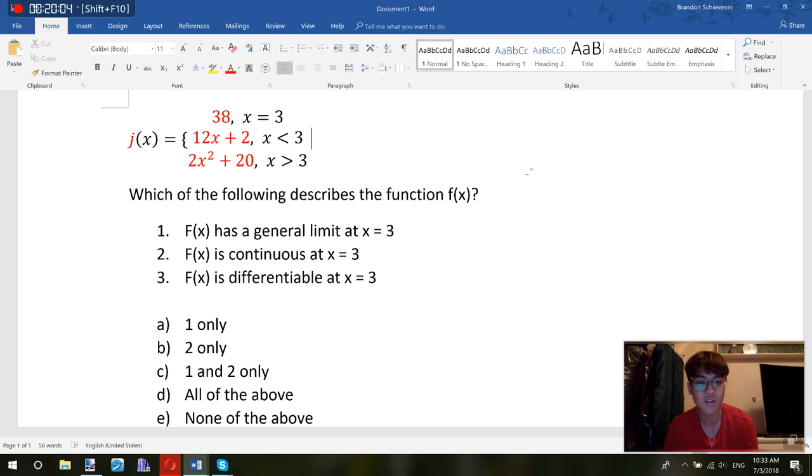Well, this equation right now only works for it has a general limit, is continuous, and is differentiable for j of x. Last time when we had h of x, h of x was continuous but not differentiable because the derivative was different. And then f of x was a general limit but was not continuous. So let me draw these out graphically really quick.